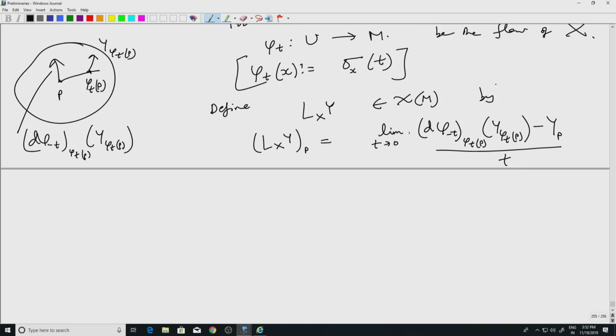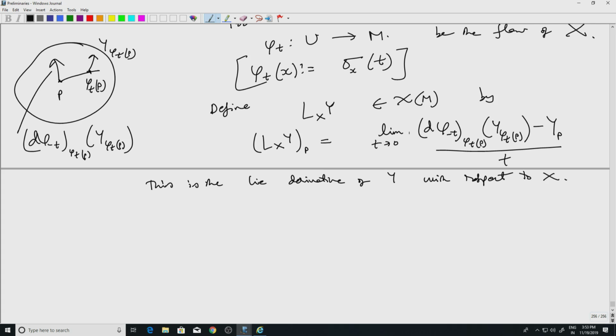So this is called the Lie derivative of Y with respect to X.